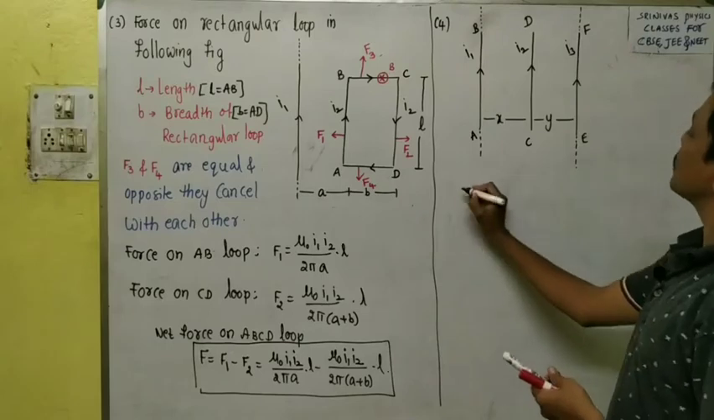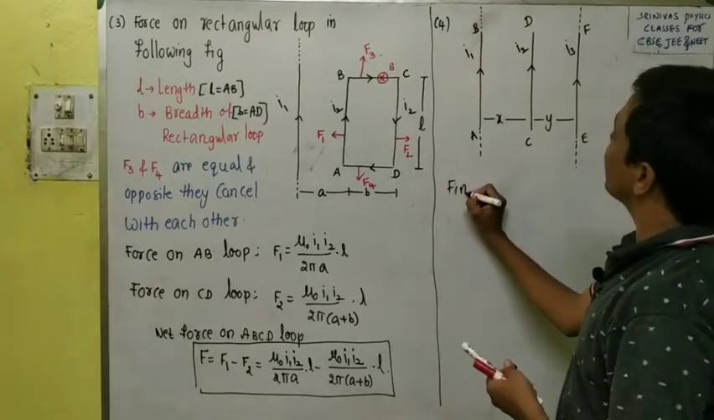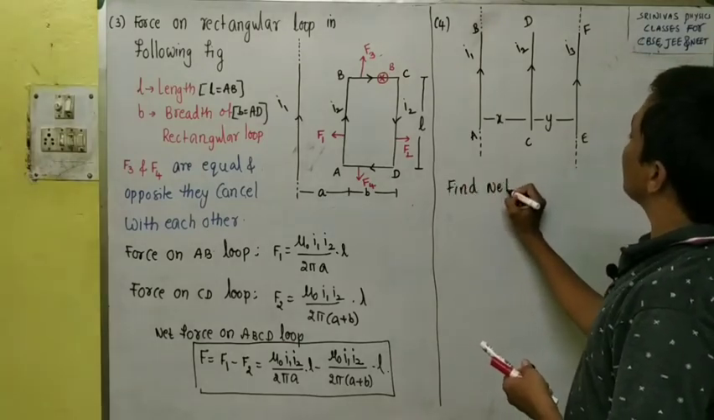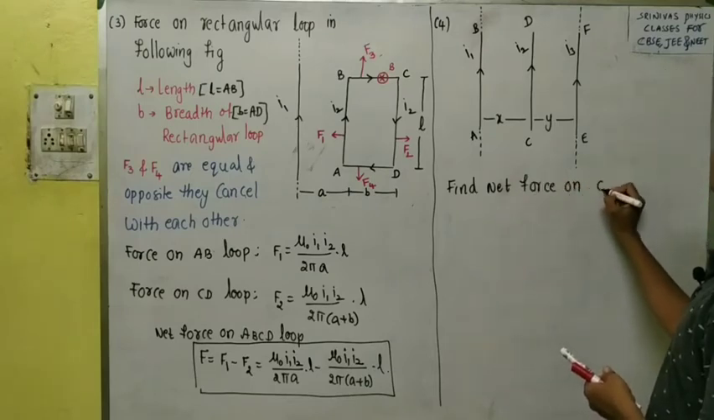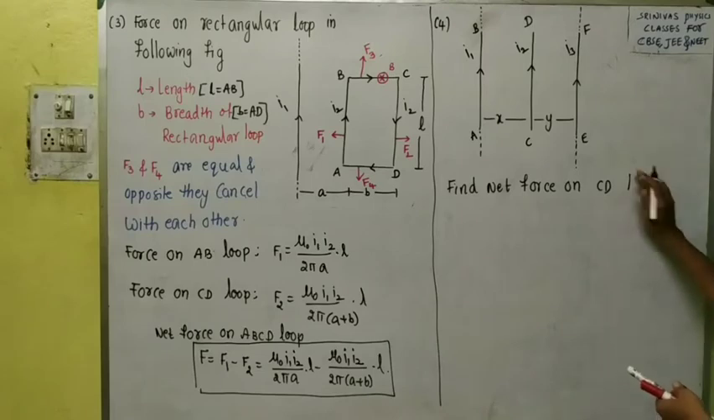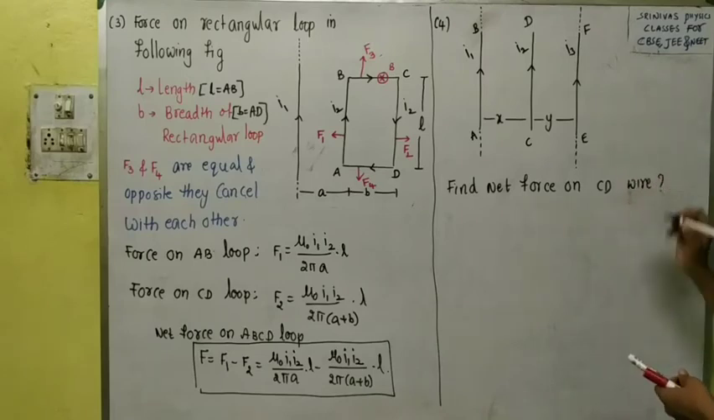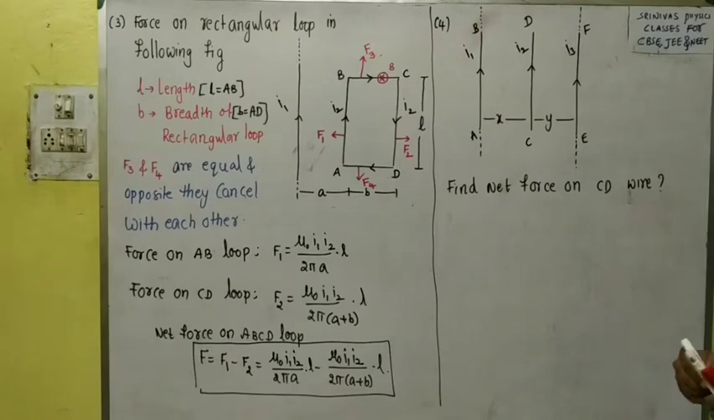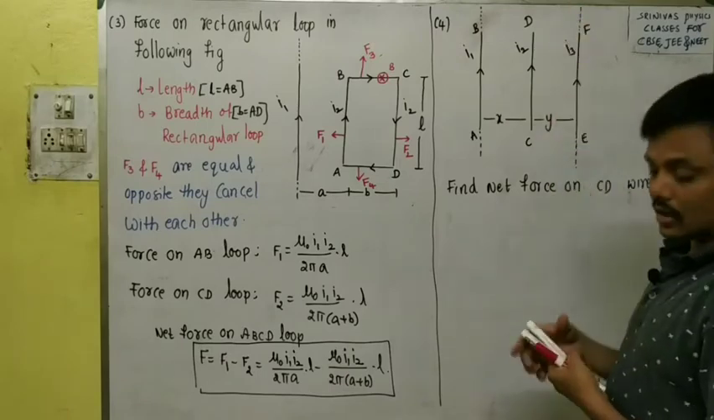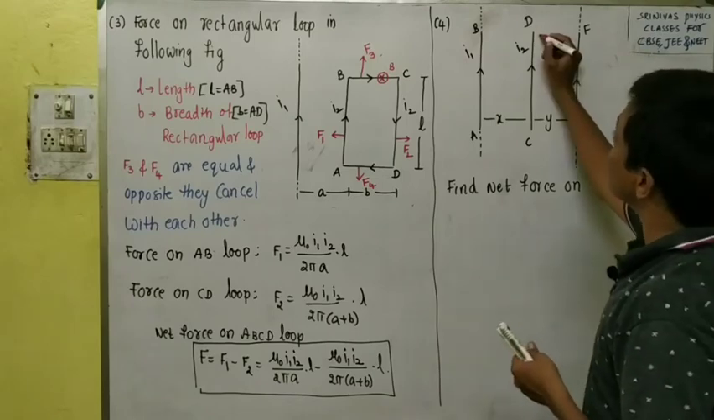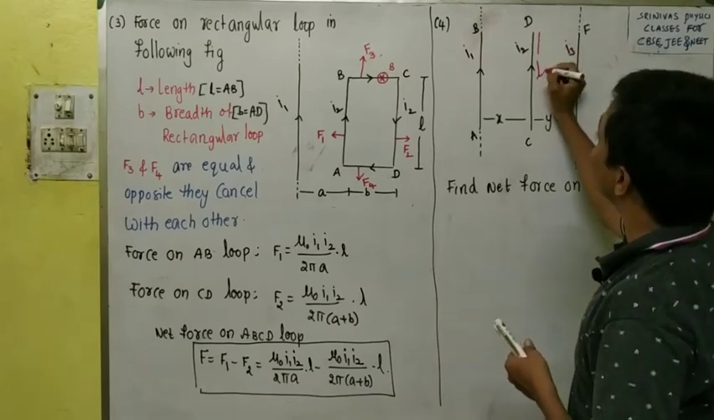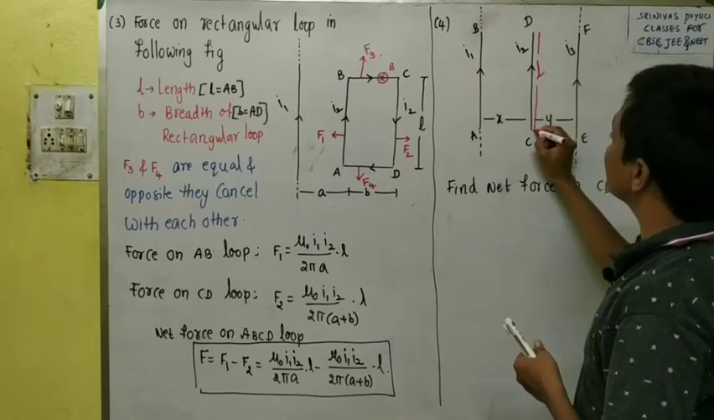Then the question is: find the net force on the CD wire. We have to find out the net force on the CD wire. How to find it? For that, what is the direction of the net force? For example, the CD wire has the length L.